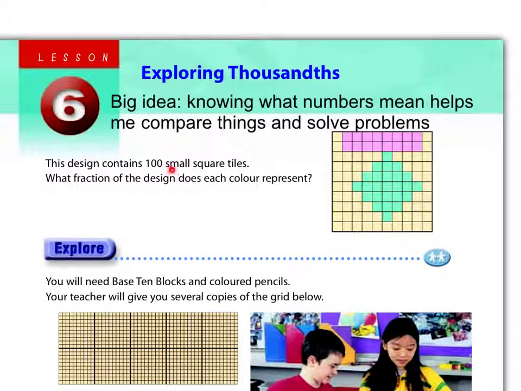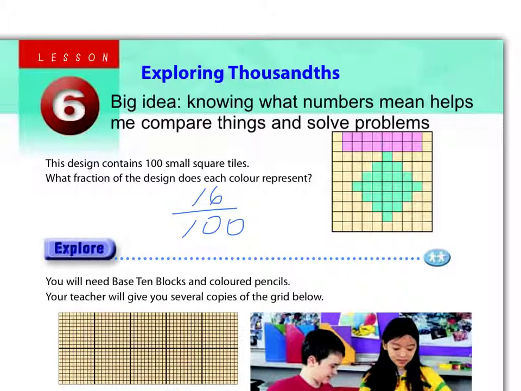This design contains 100 small squares. What fraction of the design does each color represent? Well, we're just going to look at the pink. And if we look, there's 2 less on each side, there's 10, so that means there's 2 rows of 8, so there'd be 16 out of 100.